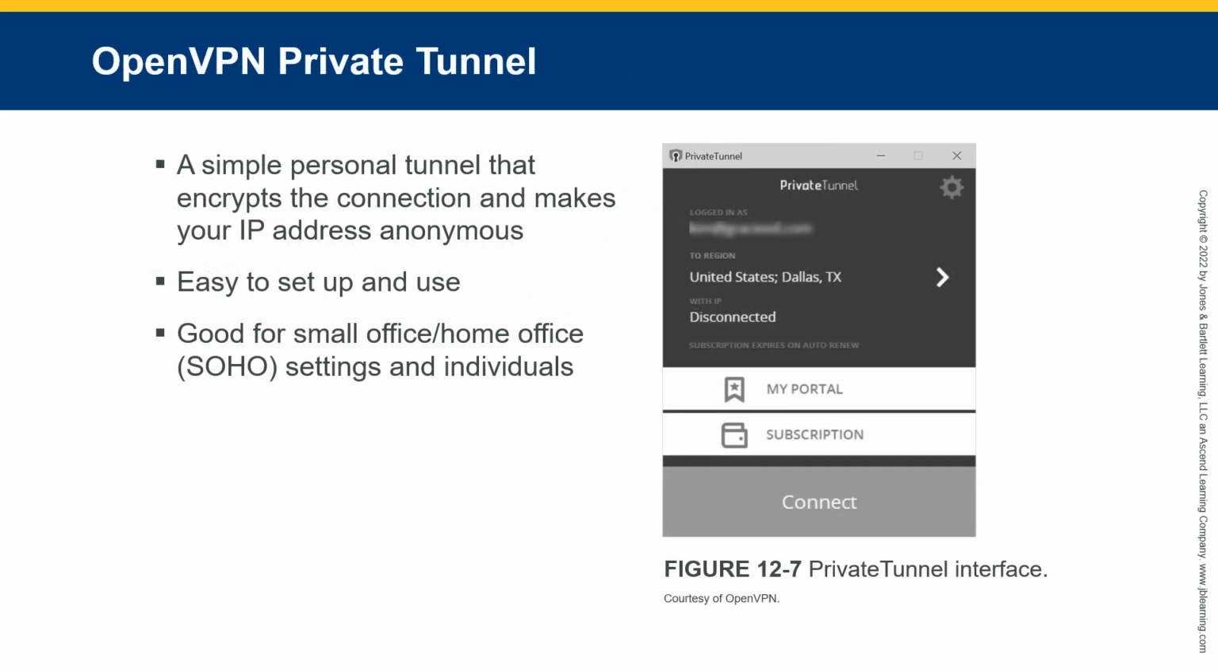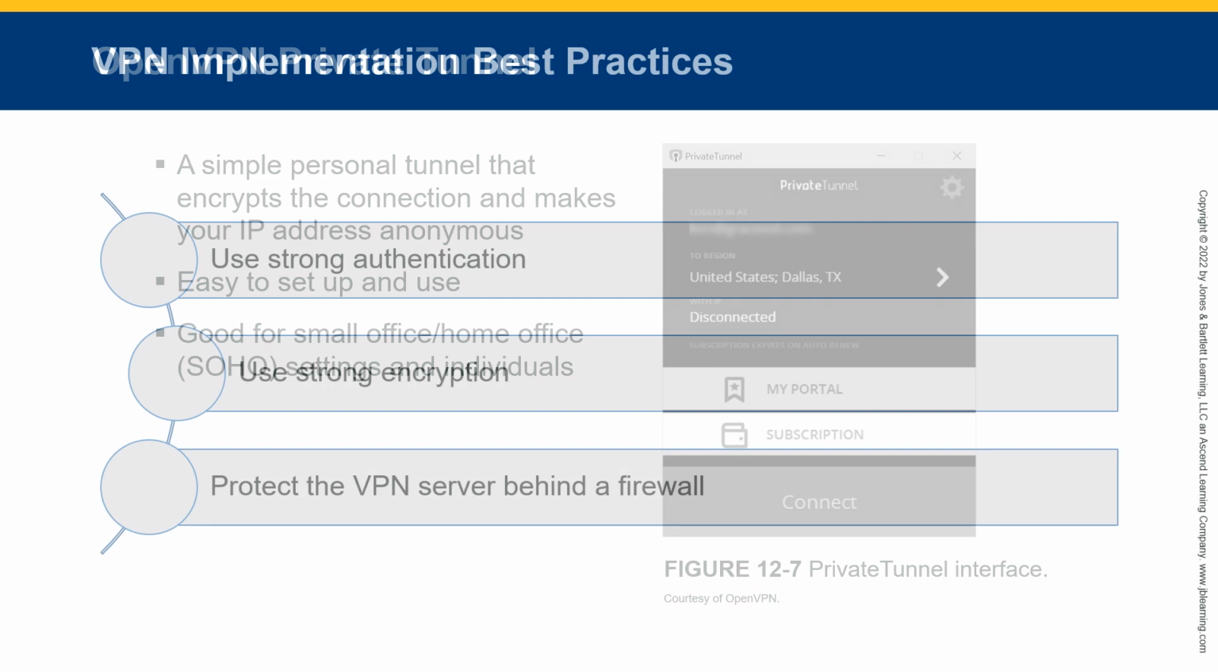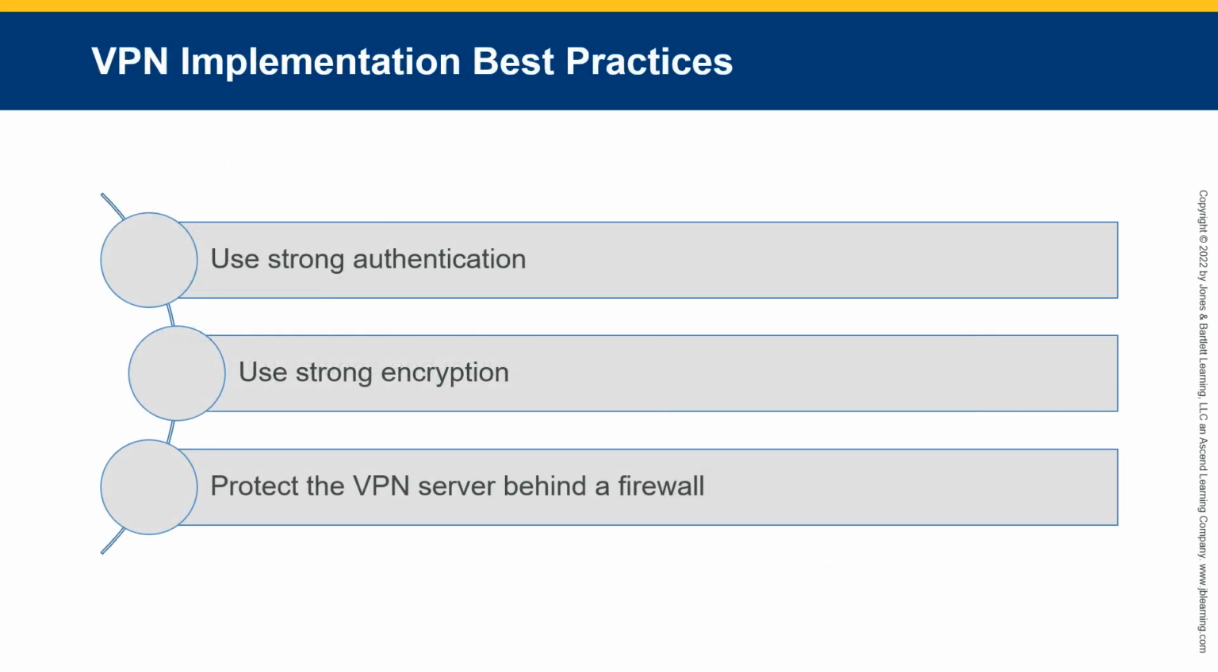So what you want to do is open up a personal tunnel that encrypts the connection and makes your IP address anonymous. As you can see here, we have the private tunnel. This is kind of easy setup and use. It's good for home office, small office. Here we have the portal through the GUI, and you can see we're connecting from Dallas, Texas, and it is disconnected. So this is what a private tunnel interface looks like. All right, now you have a head start on your lab. A few hints there. Not very good ones, but hey, that's what we cover in the lecture.